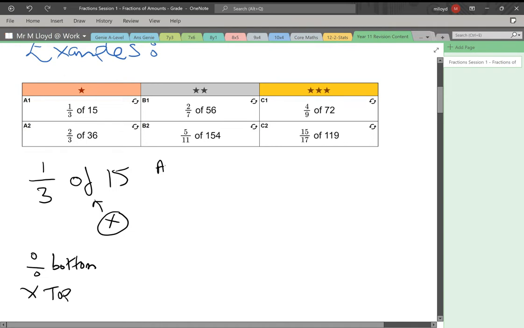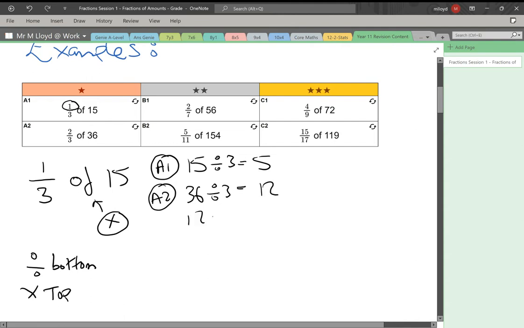So for A1, we'll do 15 divided by 3, which gives us 5. That finds 1/3. And then we don't need to multiply because we've got a 1 on top of that fraction. For A2, 36 divided by 3 to begin with, because that's our denominator, gives us 12. And then 12 multiplied by 2 is 24. So this gives us what 1/3 is worth, and then that is what 2/3 are worth.